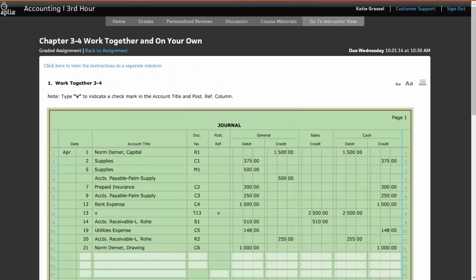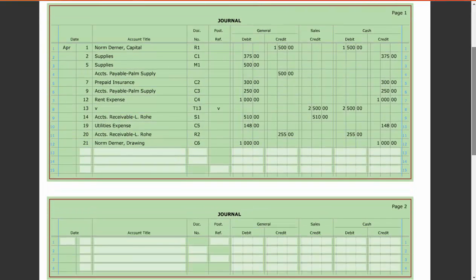So let's journalize the first transaction. April 23rd, sold services on account to L. Rowe, $375. I have to put the date in the 23rd because that is a given. Now, source document. What is the source document, Libby, for this transaction?